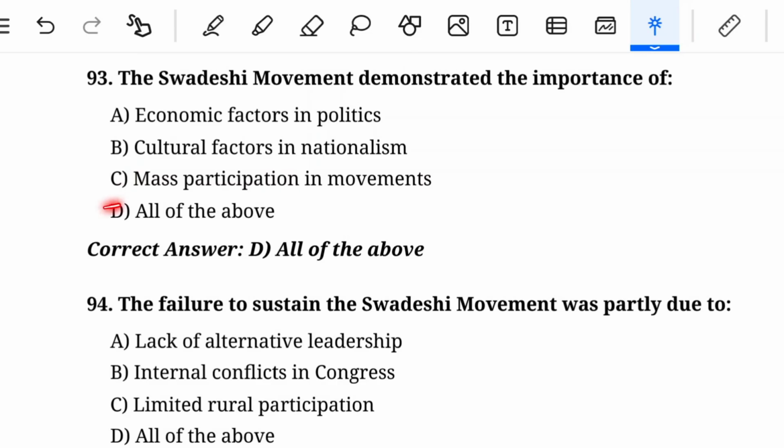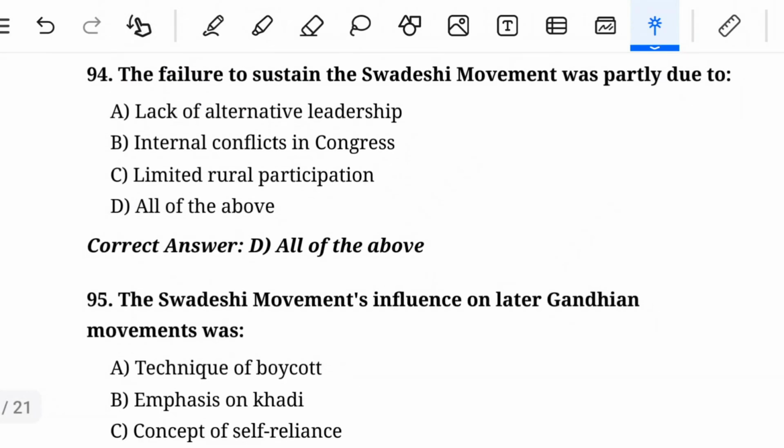93. The Swadeshi movement demonstrated the importance of: A. Economic factors in politics. B. Cultural factors in nationalism. C. Mass participation in movements. D. All of the above. Correct answer: D. All of the above.